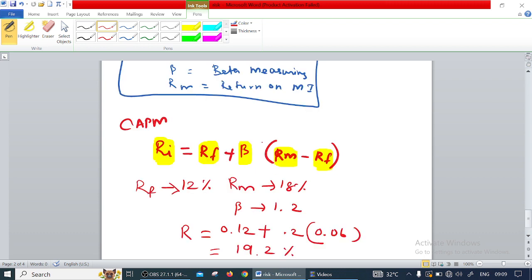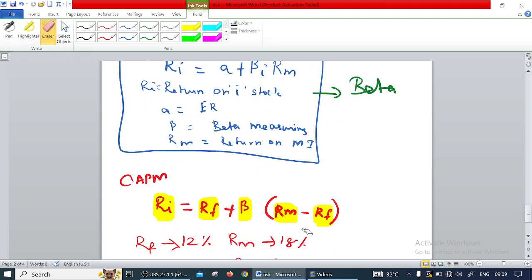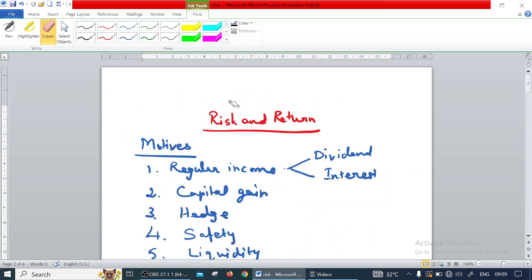Okay, and one more concept called... just a second. One second.